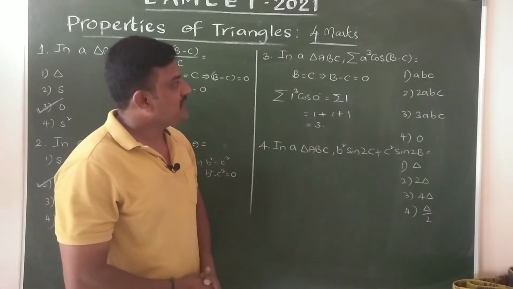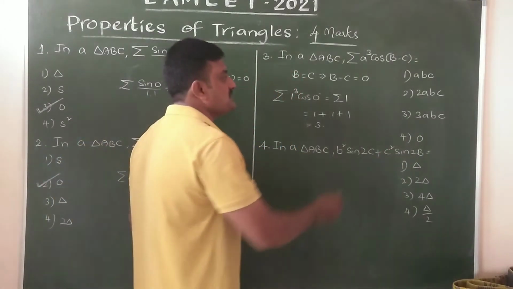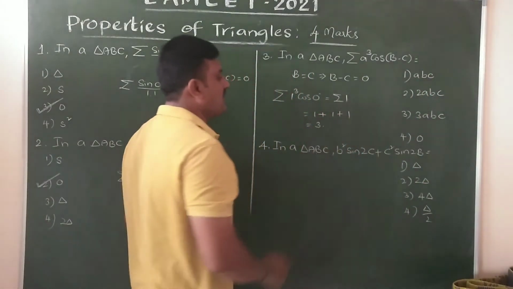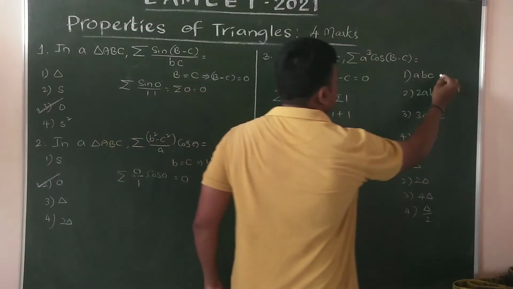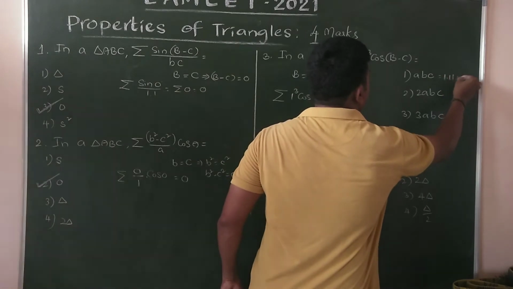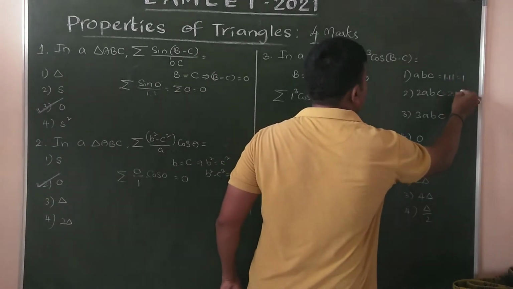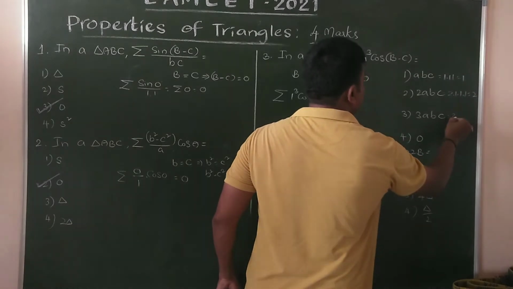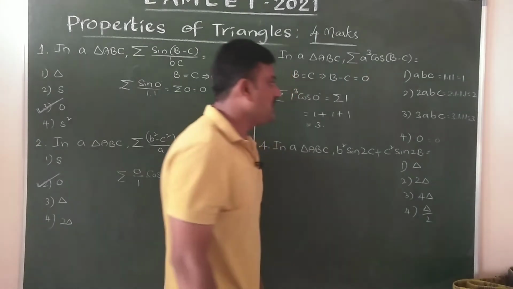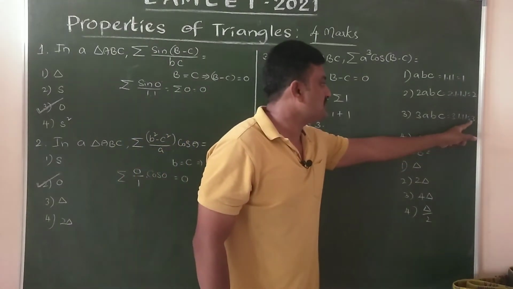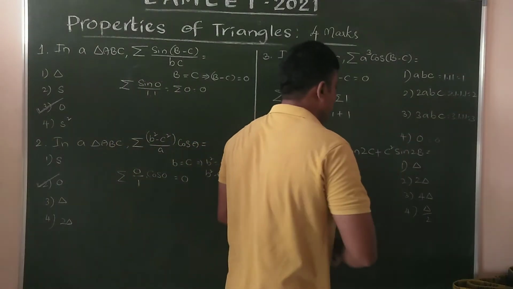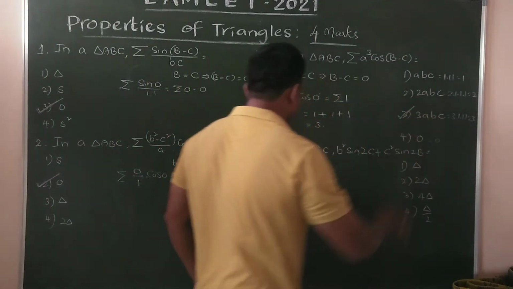Here we can also apply the values in the options, to verify the options related to the answer. Let ABC equal 1 into 1 into 1 equals 1. Yes or no? Now 2 into 1 into 1 is 2. 3 into 1 into 1 is 3. Then it is 0. Now 3ABC equals 3. Now the option is the third one. Our option is the third one.